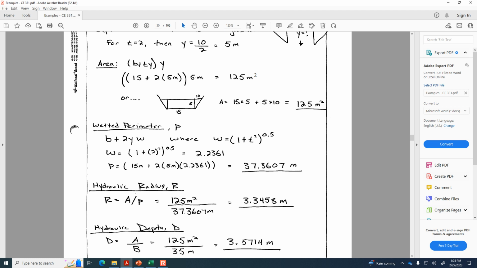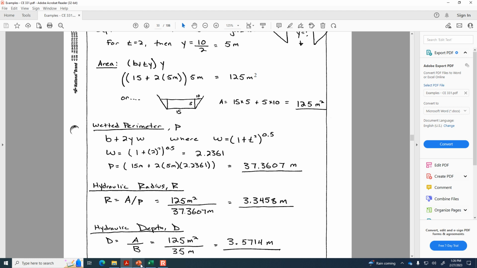Now, hydraulic depth is a strange one. What hydraulic depth is basically telling you is if this channel was rectangular rather than trapezoidal, how deep would the water need to be if it had a width of the top width? So it's basically saying take the cross-sectional area of the channel that you've got, so in our case 125 meters, and if the channel was 35 meters wide, how deep would the water be to have that same overall cross-sectional area? So not particularly important quite yet, but we will use hydraulic depth a bit later.